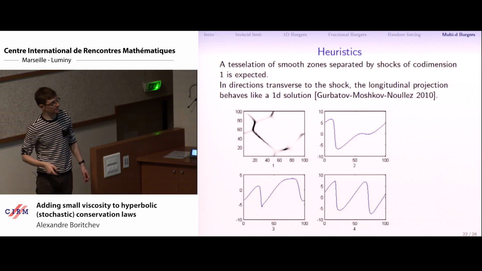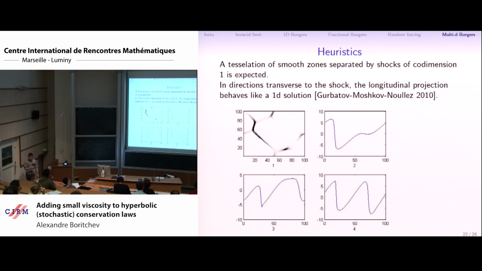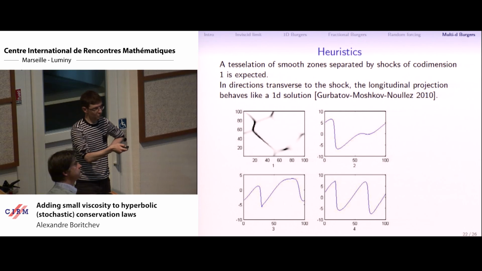So what do we expect? We expect a tessellation of zones in the inviscid limit. We expect a tessellation of zones where the solution is smooth and which are separated by shocks. And the shocks are expected to be of codimension 1. And finally, if we look on slices in directions which are transverse to the shocks, then we expect that the projection along this direction behaves like a 1D solution of Burgers.